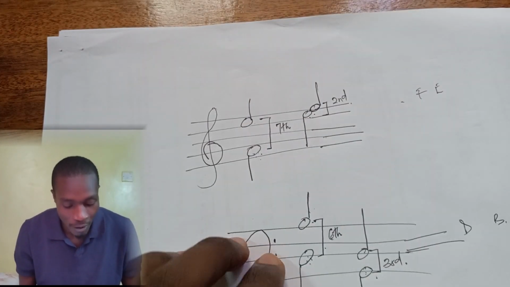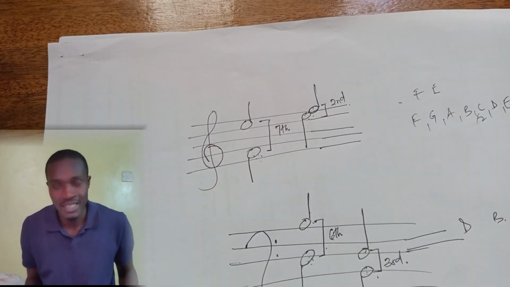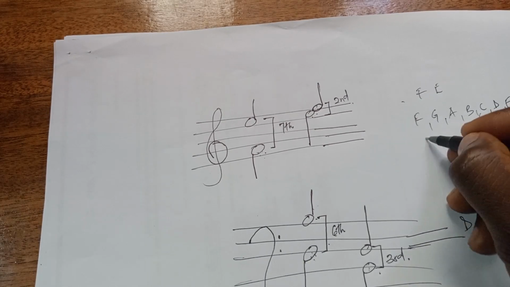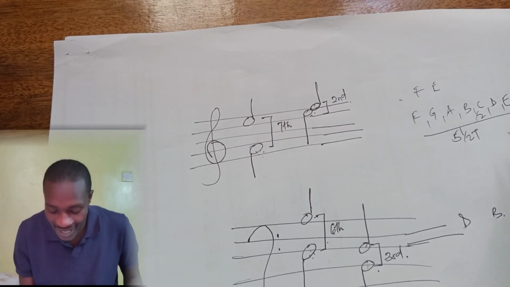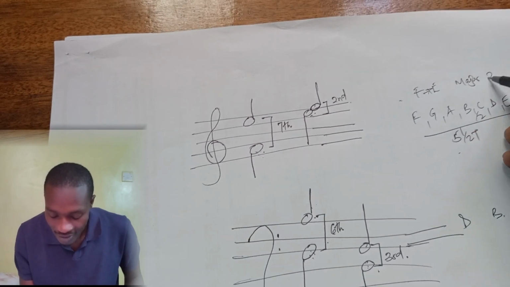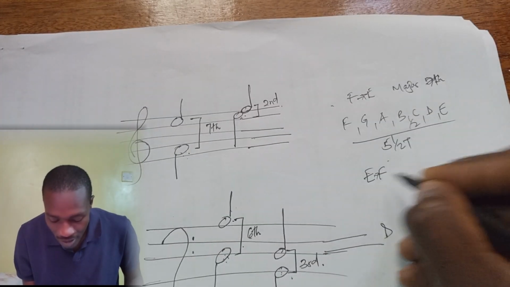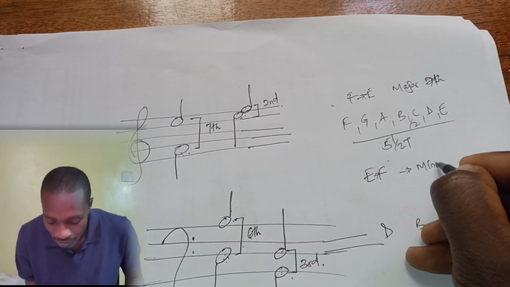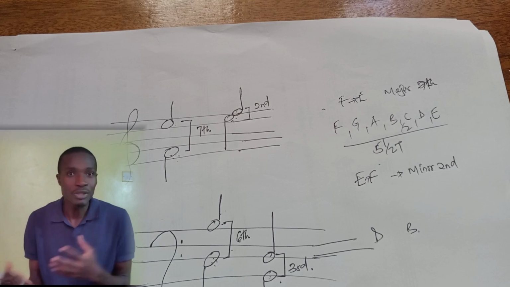Now let's see the interval of F to E. F to E is a seventh, and that seventh is a major seventh. It means that we have 5.5 tones here. E to F is going to be a minor second. F to E was a major seventh. E to F is now going to be a minor second. Apart from changing the interval by number, the quality also changes. We have seen that the major seventh has now turned into a minor second. So even the quality changes.